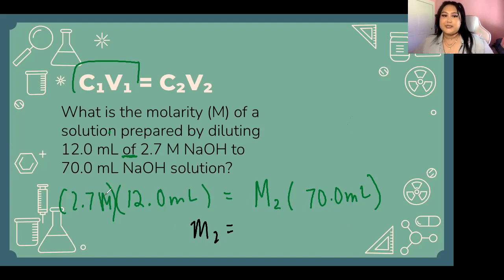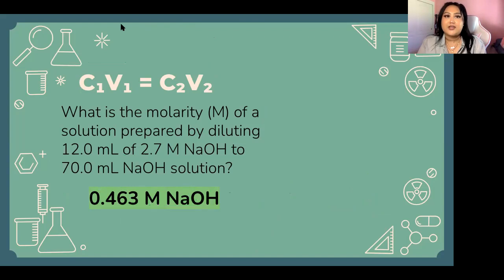So what's 2.7 times 12 divided by 70? I got, oh wait, actually never mind. Sorry, I did the math wrong. Okay. A person got 0.46. Let's check and see if it's right. 0.463. Which actually is wrong. You're actually right. Sorry.